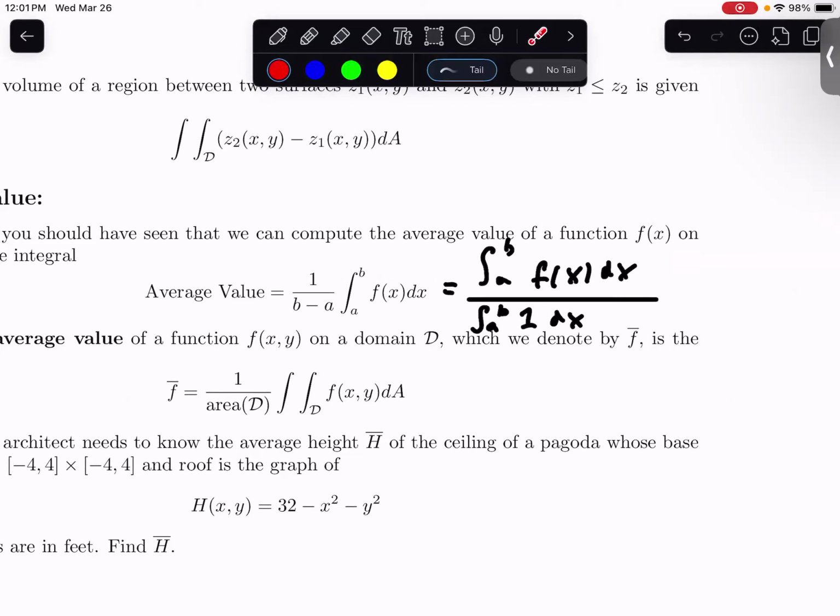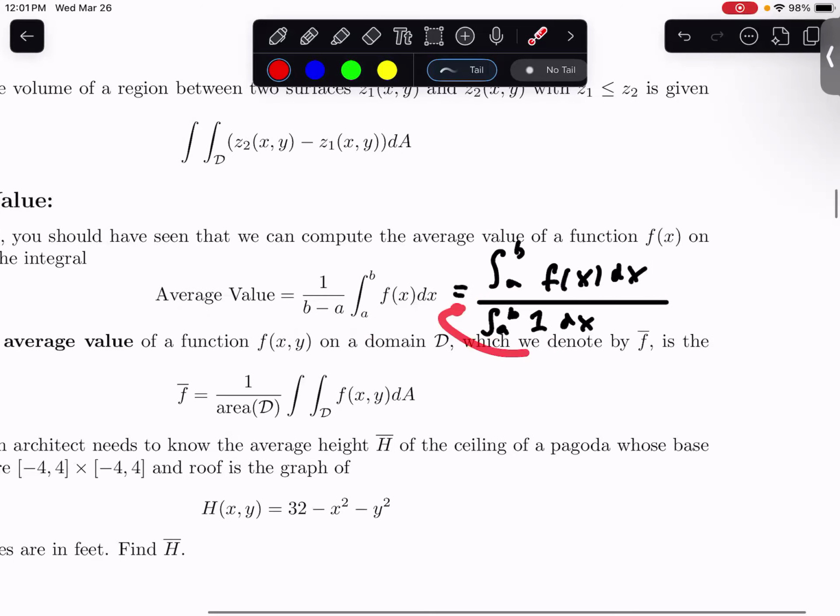If you took this integral, it's the same thing as doing b minus a, right? So really this average value of your function is just the quotient of this integral over this integral. And this is an important idea to keep in mind. We didn't really say much about it in Calculus 1 or 2, but this integral really just gives you the length of your interval.